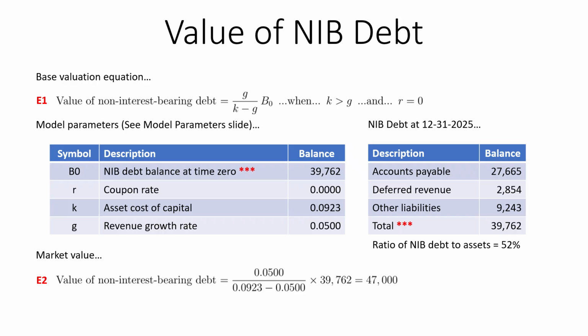So that accounts payable is interest-free financing. And we have deferred revenue too. In other words, they're taking revenue in advance of delivering. So that's in a sense a liability. And then we have other liabilities, which is everything else, which is 9243. If you add up all those items, we have non-interest bearing debt of 39,762. And if we take that 39,762 and divide it by the assets, we can see that 52% of those assets is financed with interest-free debt.